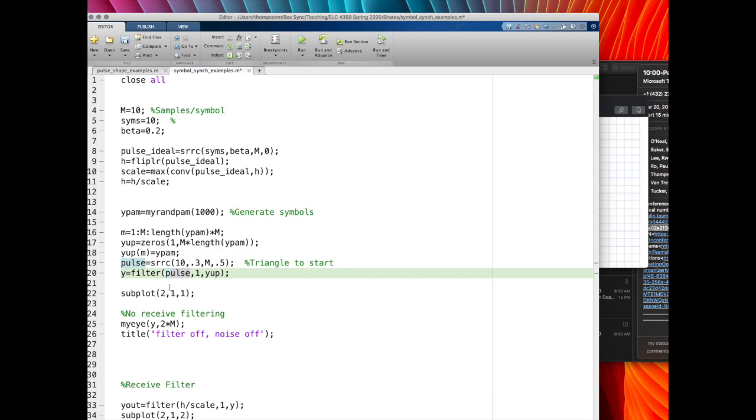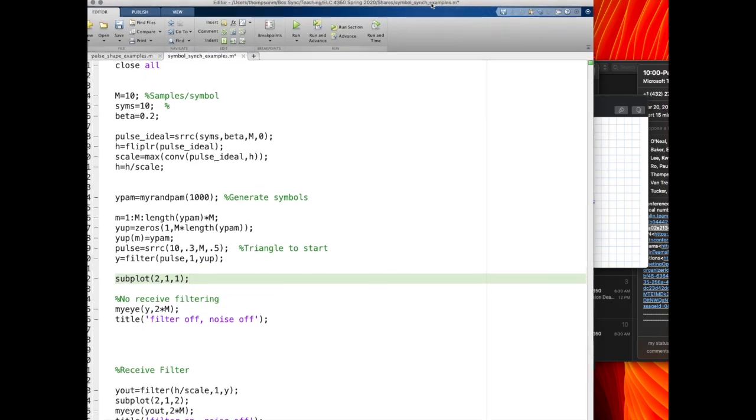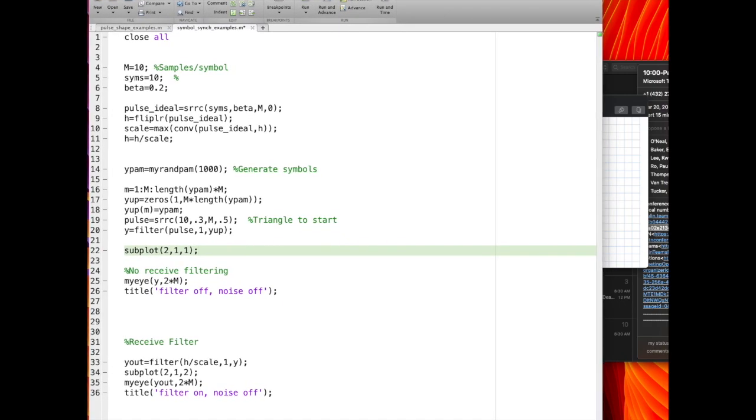Now, I don't know that delay. In general, this is a model. In general, what would happen in reality is I don't know what delay is going to be generated between the transmitter and the receiver. So later on, when I do receive filtering, I use H, the H that I calculated from the ideal pulse shape. That's going to be used in the receive filter.